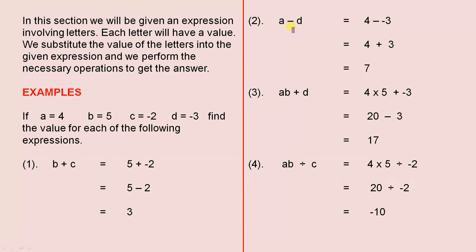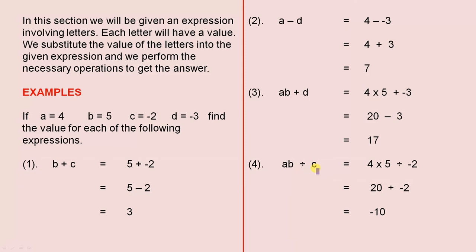Now A is 4 and D is minus 3, or negative 3. So it'll be 4 minus negative 3. We saw that when we had those two signs, that gives us a plus. So 4 plus 3 is 7. AB plus D, which is 4 times 5, because I'm taking the values of the letters from here. So it's 4 times 5 plus negative 3. 4 5s are 20. When you have those two signs together, that gives you a minus. 20 minus 3 is 17.